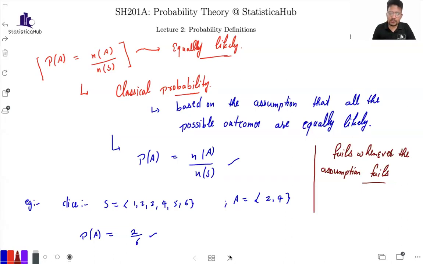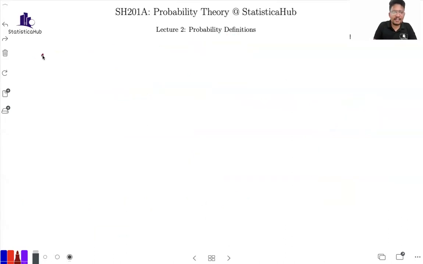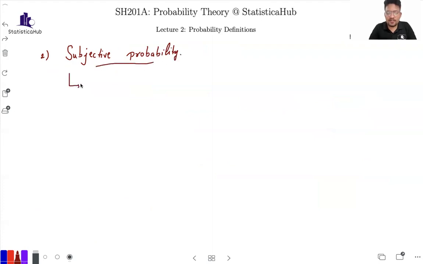Now moving to the next kind of probability, the second kind, which is known as subjective probability. How do we understand the meaning of subjective probability? As the name says, it is some sort of subjective probability. In a very general setup, I can simply say this is some sort of judgmental probability that depends on the person.